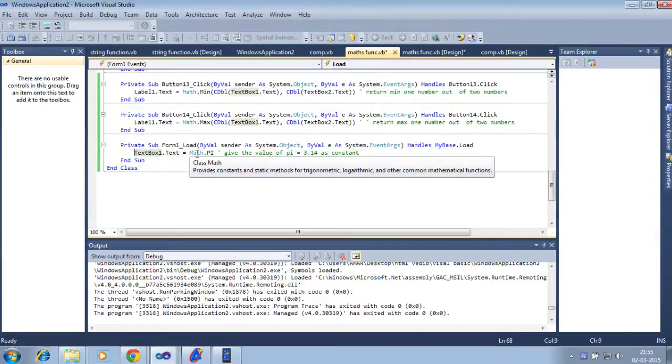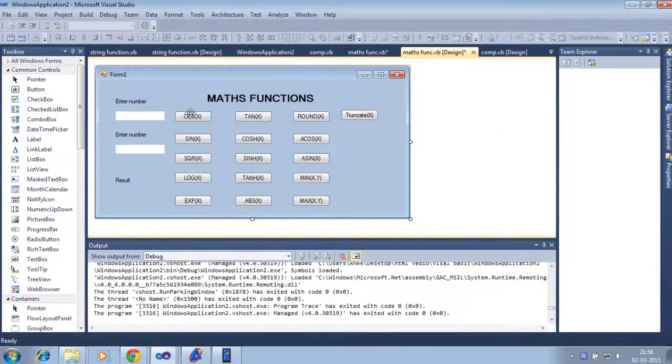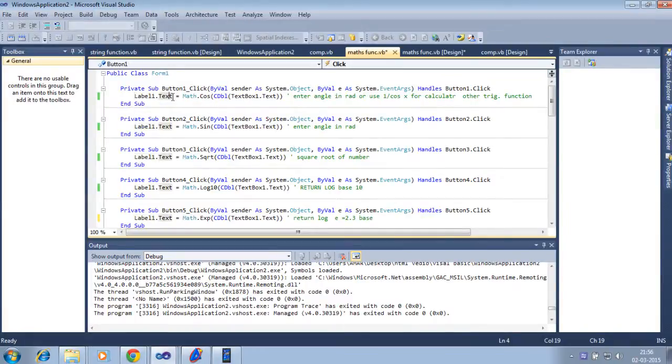Here is another function. You define Math.PI, which gives the constant 3.142. You need to define Math.PI from form load and assign the value to TextBox1. So here we use the cos value. Here the label is assigned the value which is calculated by the cos. Enter the angle in radians. This is important, radians. And you get the cosine value of that angle, which is in radians.